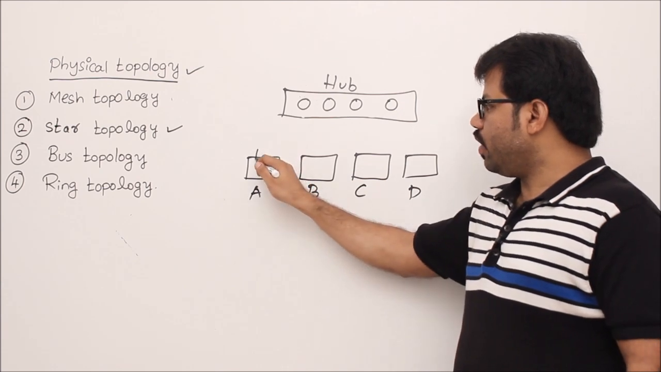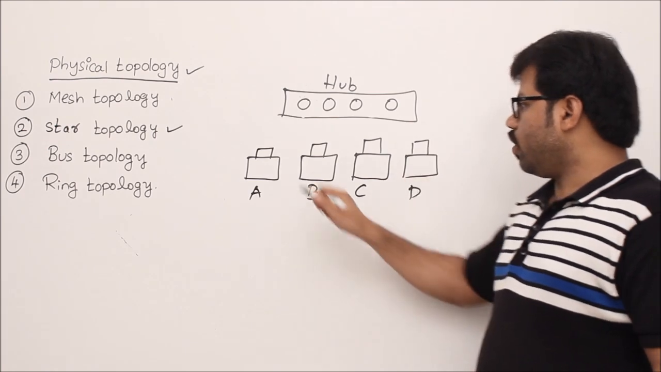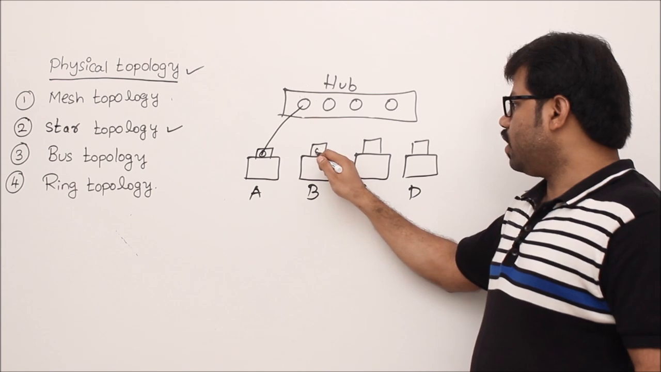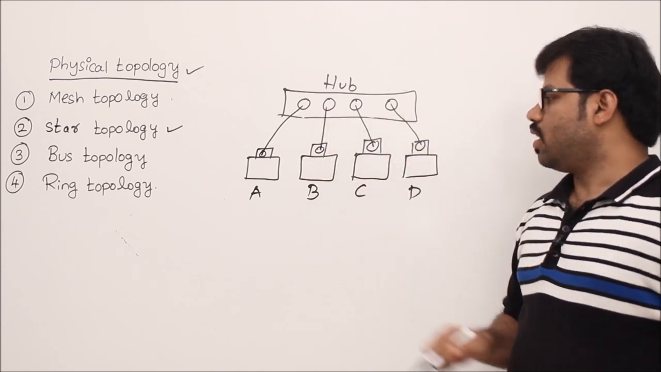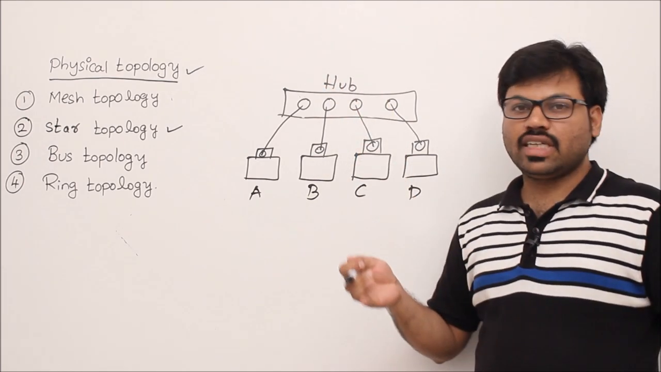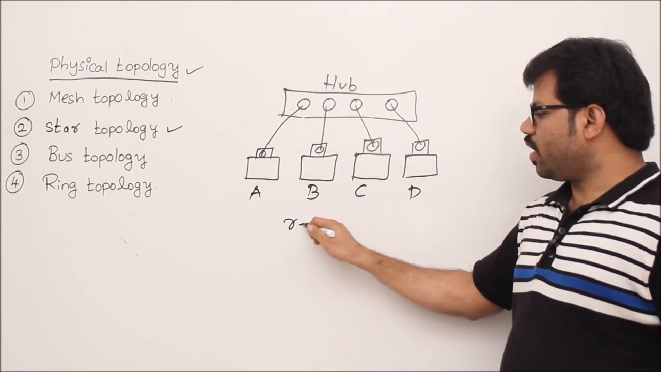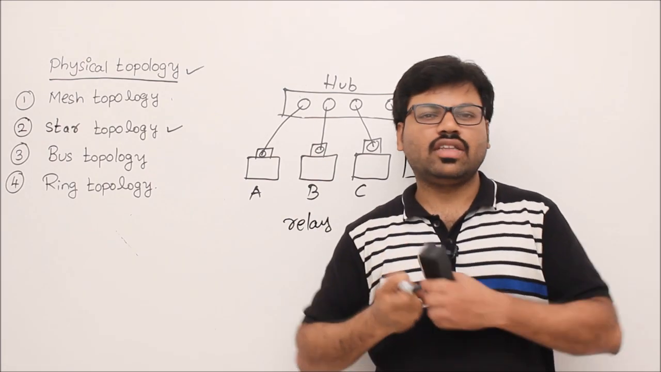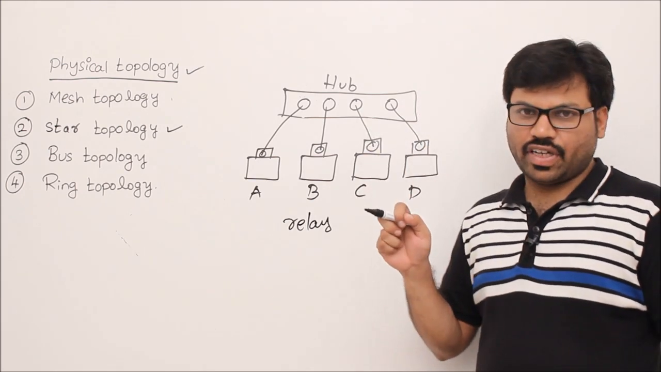We need only 1 port for 1 computer in this model. So A's port will be connected to one of the ports of the hub, B will be connected like this, like this, like this. Whenever you have a hub, whatever message comes to that hub, it will relay it. This is called relaying. Relaying simply means when some message comes, give it to everyone. So your hub generally is a relaying device.